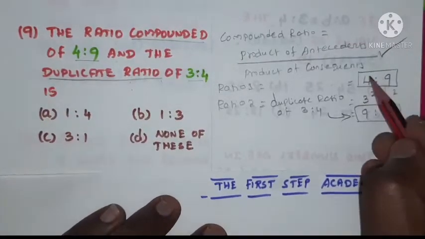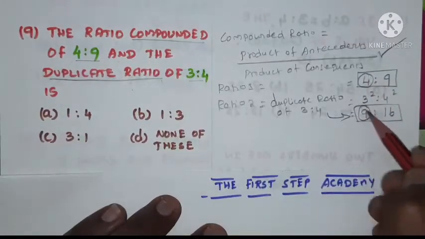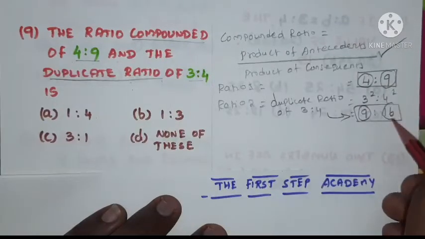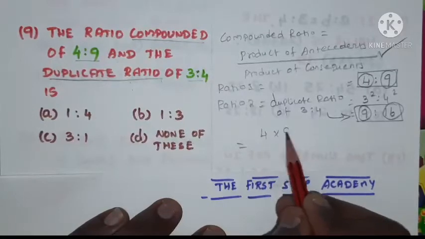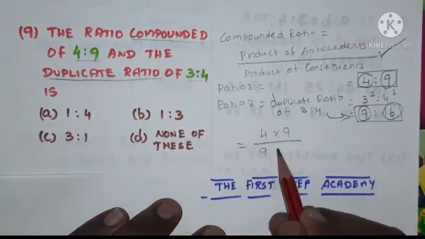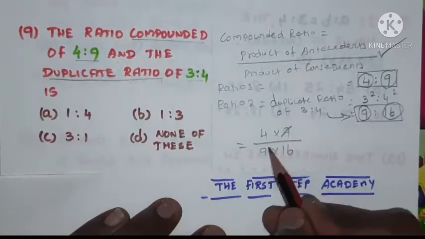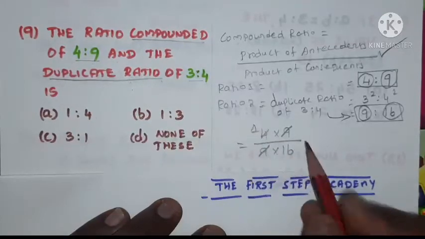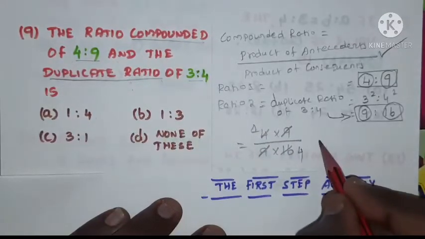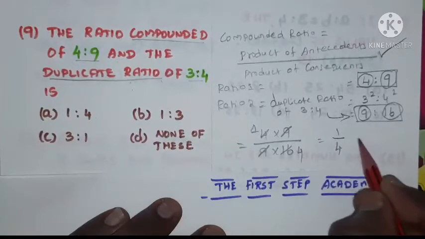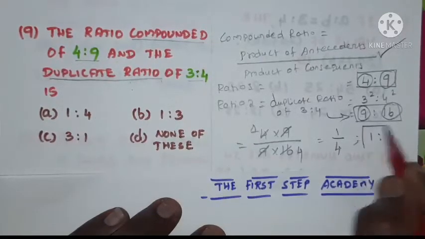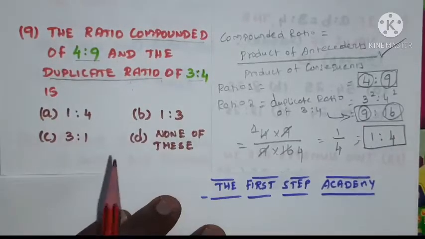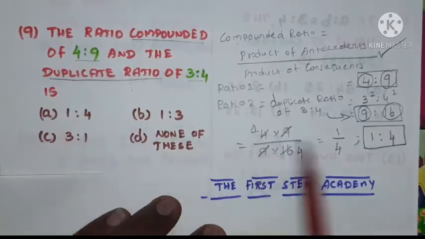So now what are the antecedents? 4 and 9 are the antecedents. Consequents are 9 and 16. Substitute here. So the product of antecedents, 4 into 9, divided by consequents, 9 into 16. Hence 9 will cancel. 1 4 is 4, where 4 4s are 16, which will be equal to 1 by 4, which can be written in the form 1 is to 4. So the compounded ratio of the given ratios is 1 is to 4.